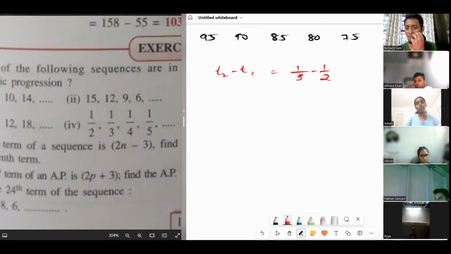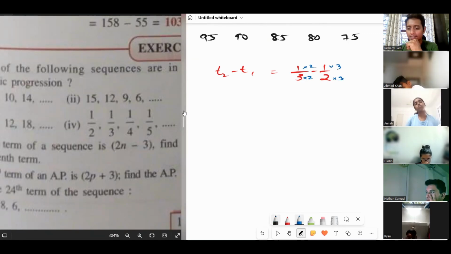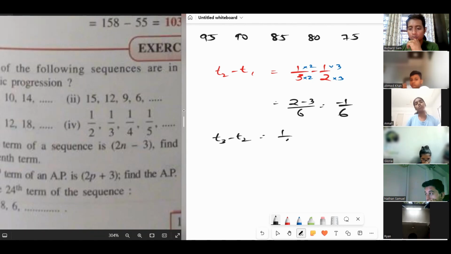Okay, how much is that now? So make the denominator same. So denominator is 6, into 2 here, into 3 there. So that is 2 minus 3 upon 6, which is minus 1 upon 6. Okay, so this is the difference between the first and second term. Now find T3 minus T2. So that's 1 upon 4 minus 1 upon 3. Okay, here what's the denominator? How to make it same?